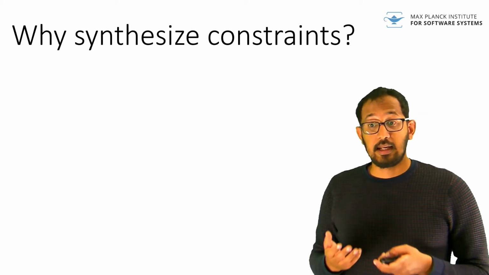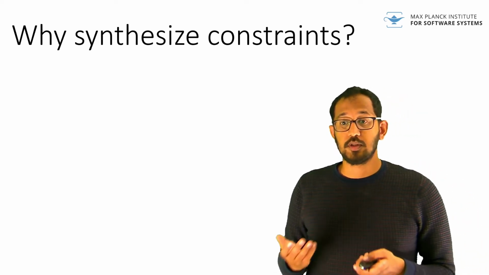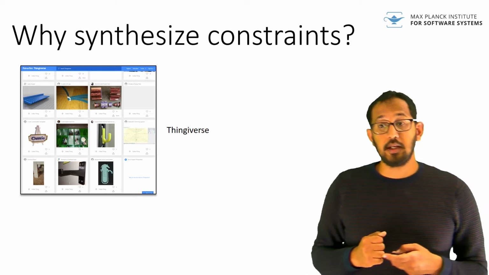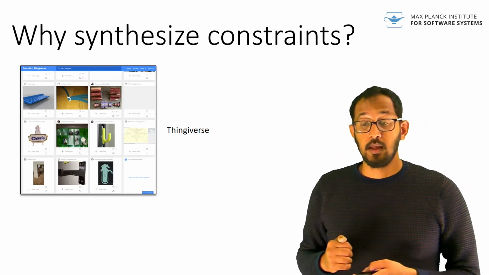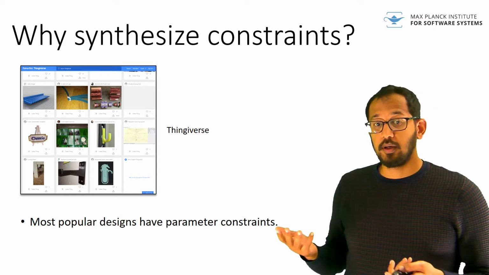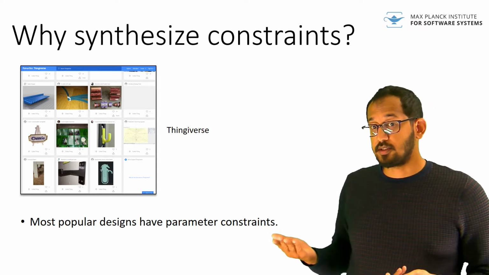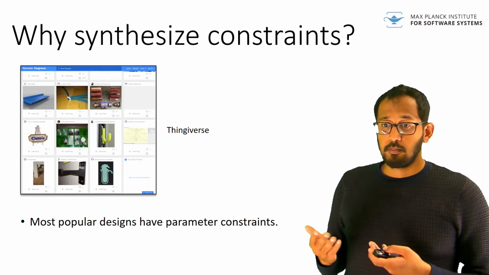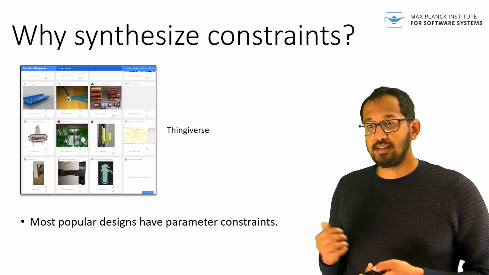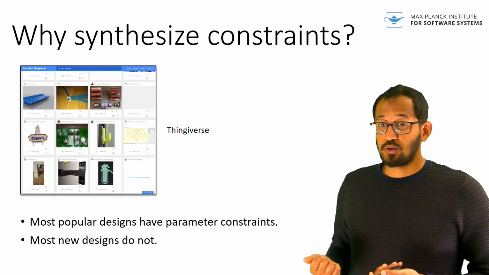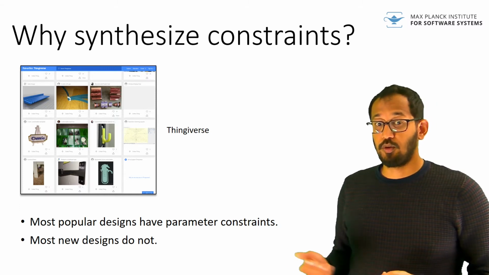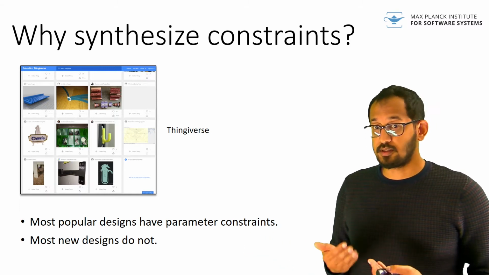Parameter constraints are clearly useful, and to give you some perspective, Thingiverse encourages designers to also upload constraints to their design parameters. In fact, most popular designs on Thingiverse have these constraints. However, because the process of finding these constraints is difficult, as we saw, most designers do not specify this, and therefore most new designs do not have these constraints.